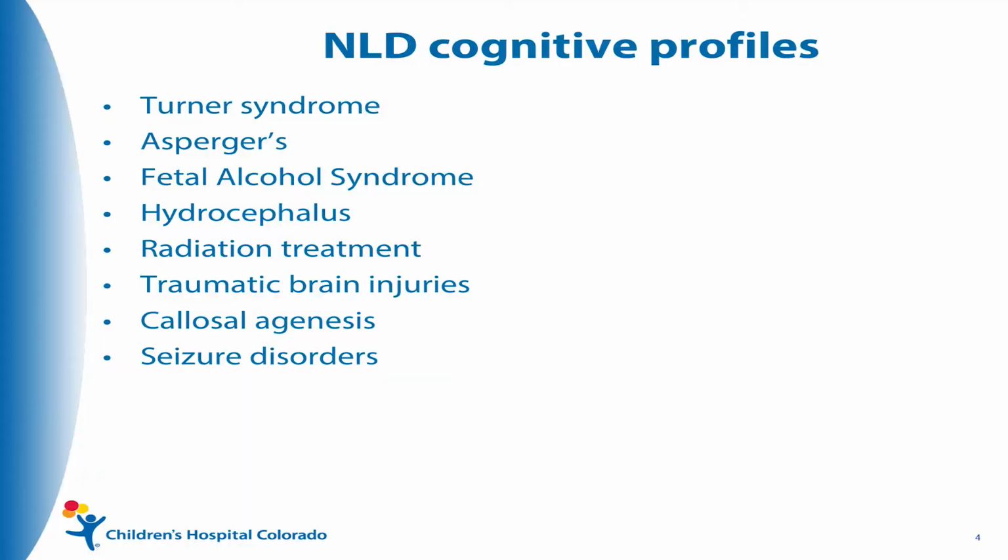When we think about these NLD cognitive profiles, we hear about them not only in Turner syndrome, but there have also been a number of other medical disorders where this cognitive profile has been identified. So looking at individuals with autism spectrum disorders, or what we used to call Asperger's, fetal alcohol syndrome, hydrocephalus, individuals who have received radiation treatment for oncology backgrounds, traumatic brain injuries, absence of the corpus callosum, the fibers that connect the two hemispheres of the brain, and we also can see it in epilepsy or seizure disorders. So it's not just isolated to one specific population. It is, in fact, a cognitive profile that we can see in a variety of other medical disorders.